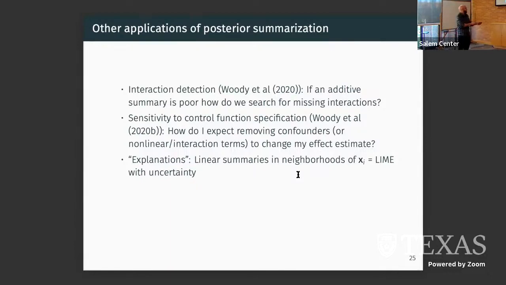Explanations here in very warranted air quotes. But if you're familiar with LIME, a really popular method for explainability, you can sort of think about that as a posterior summary with a linear model, but in a neighborhood of x, right? So tell me what the partial derivatives are around that function in a neighborhood of x, which people use as an explainability index.